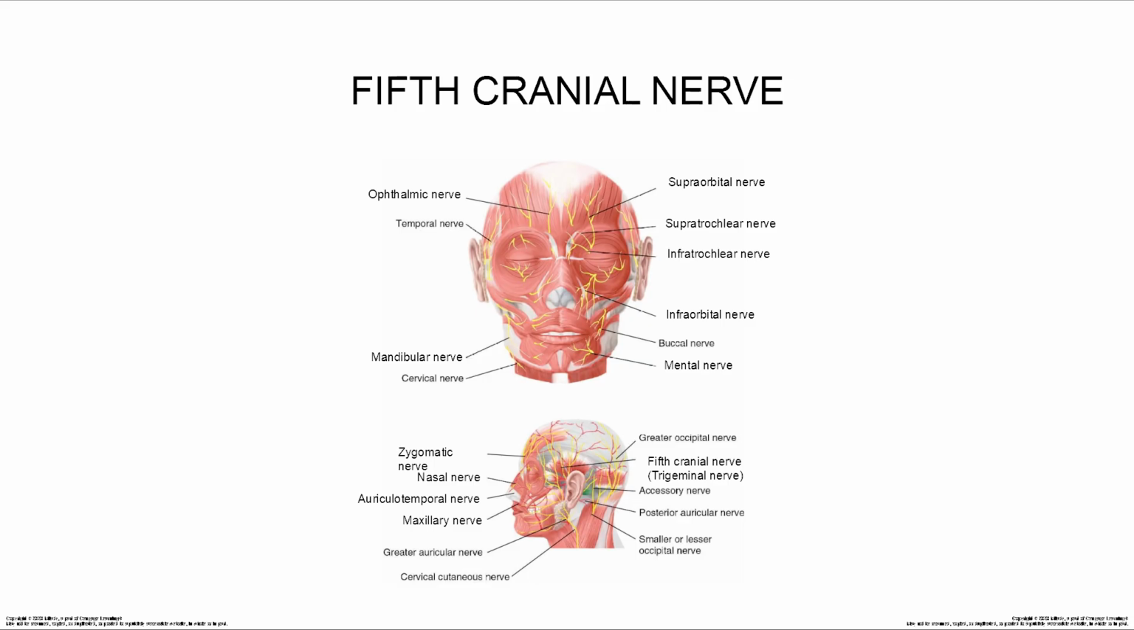So it includes these three branches: the ophthalmic nerve, which affects the forehead, the eyelids, and portions of the scalp; the mandibular nerve, that deals with the muscles of the chin and the lower lip; and then finally the maxillary nerve, which affects the upper part of the face.